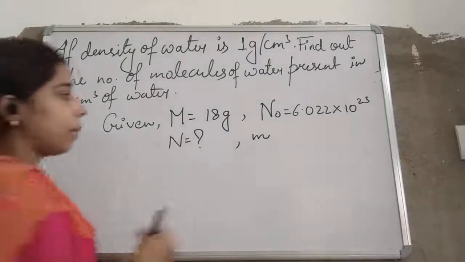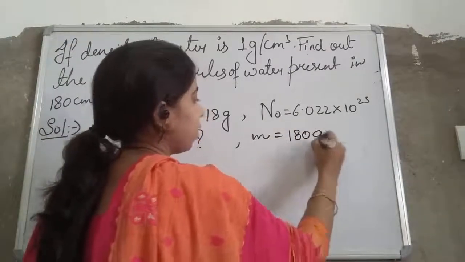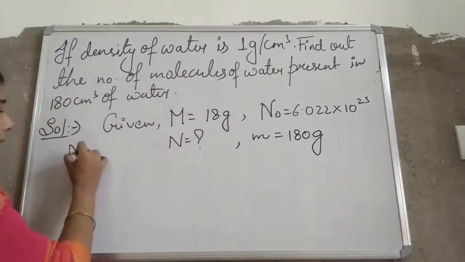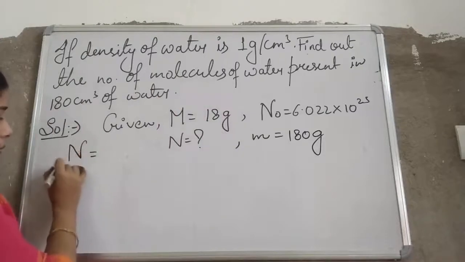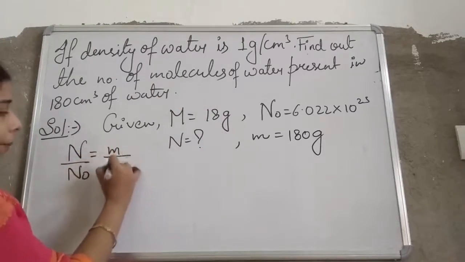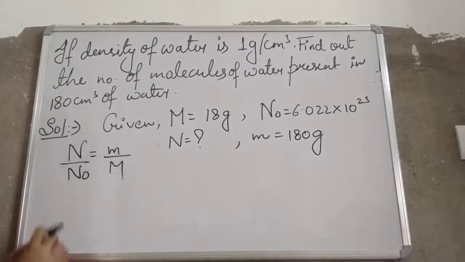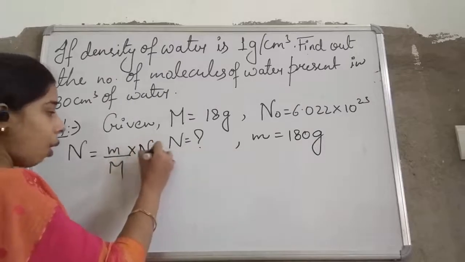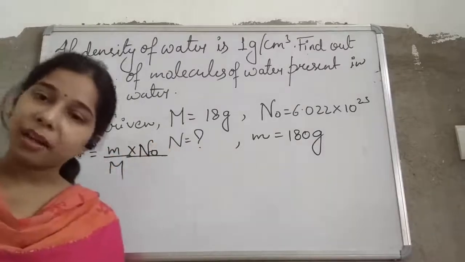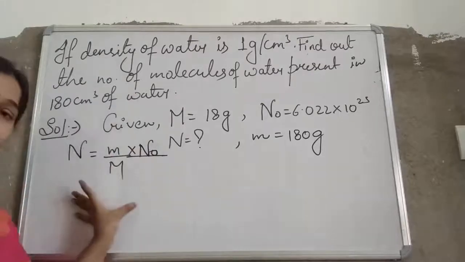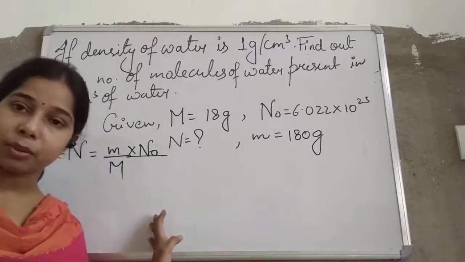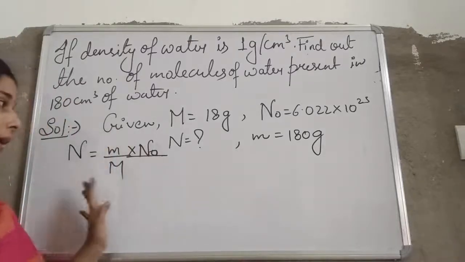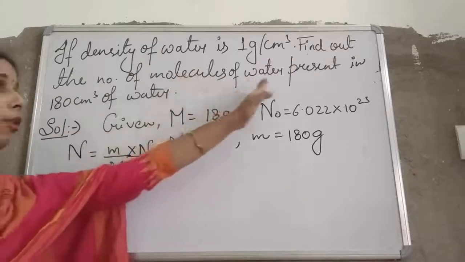Now if we know the mass, we are able to calculate the number of molecules. The formula is N by N naught is equals to small m upon capital M. That will also be N is equals to m into N naught upon capital M, where capital M is the molecular mass. I think you have understood. We have to find the number of molecules, students. All three things are given to us, and now by this we are able to find the number of molecules of water.